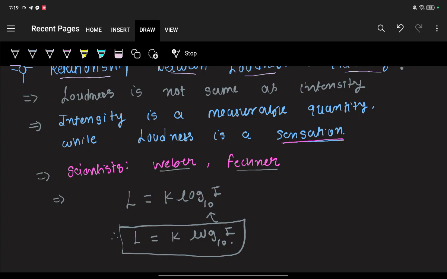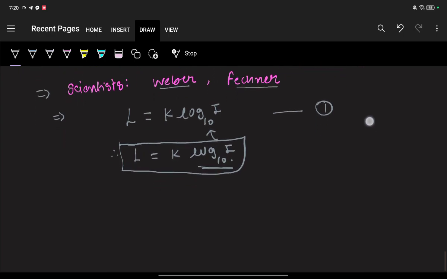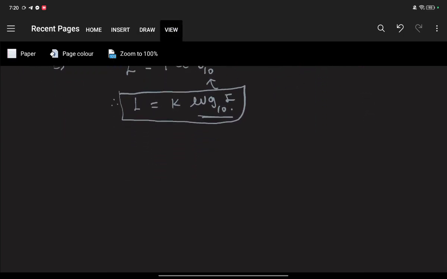They came up with this relationship, which is L is equal to K log I, where K is a constant of proportionality, and obviously loudness increases with the increase in intensity, but not in the same proportion. That is because of this log function. I'm sure you are familiar with this log function. Okay, let's move ahead.